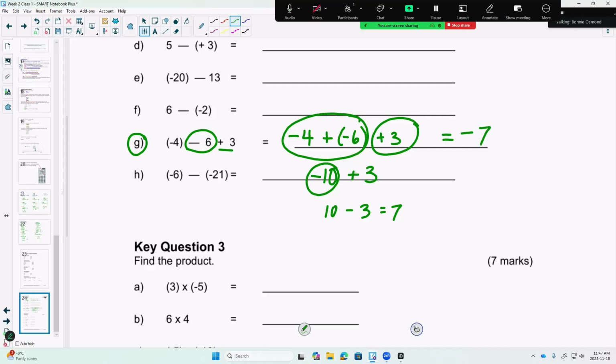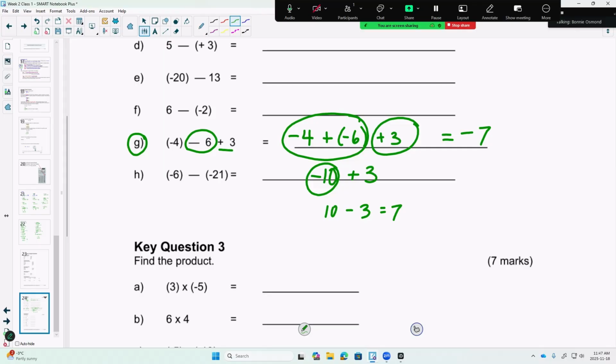Okay, so be very careful with that. Make sure that you are doing it one step at a time. And there is space here to write out what you did. Or if there's not, you can use lined paper. Okay, just make sure that you take your time when you're doing this. Okay, so that's it for subtracting integers and key question 2.